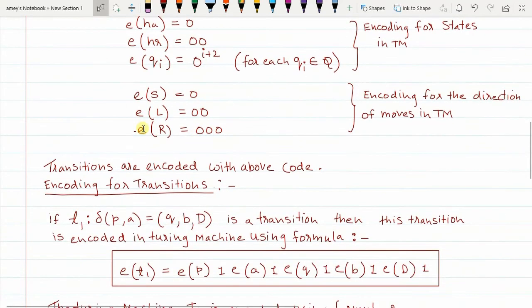Further, also the head movement, that is left, right and stationary movement, for that also there are encoding functions. Encoding function for a stationary movement or stay on option is single zero. Encoding function for left movement, moving one place to the left, is 2 zeros. Encoding function value for the right movement is 3 zeros.